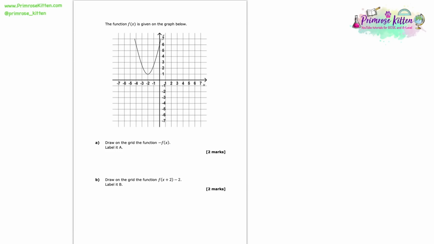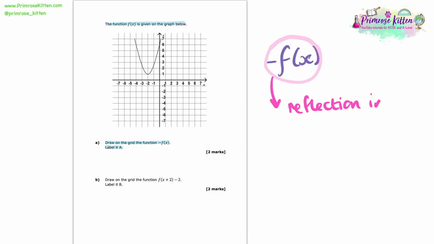The function f of x is given on the graph below, and we're asked to draw on the grid the function minus f of x and to label it a. Now this is a transformations question, so we need to be really familiar with what every standard transformation does to a graph. In this case we have minus f of x. We need to know that minus f of x is asking us to carry out a reflection in the x-axis. And so that's what we would need to do to this particular curve here.